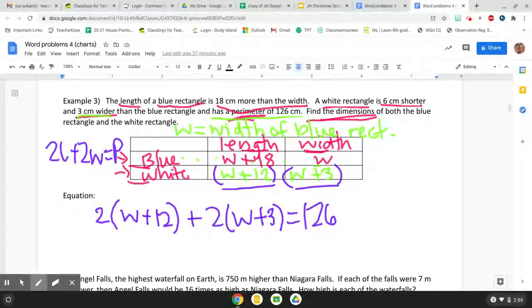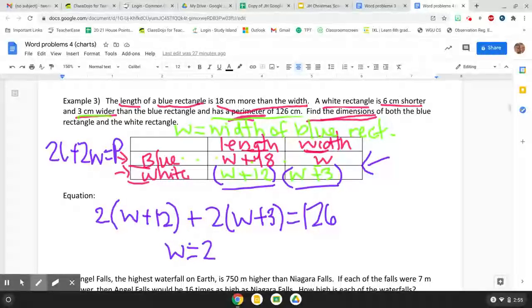Okay, well, now I have my equation. I can solve for w. Once I know what w is, I can go back to my chart and figure out the rest. So I'm going to go ahead and solve real quick. I'm going to pause it so you don't have to sit through it. So once you solve, w equals 29.